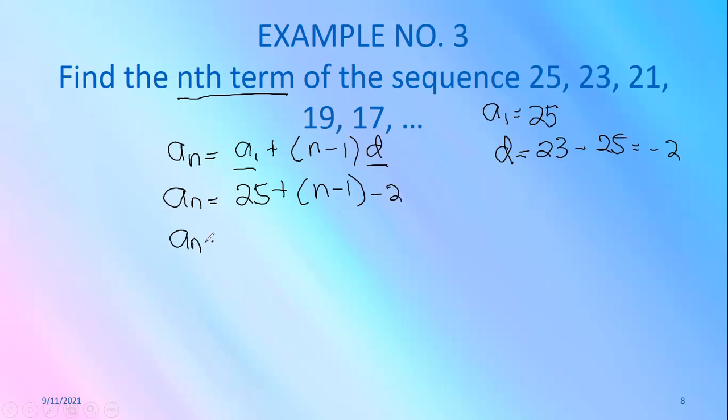Okay, so a sub n, we simplify, so this is 25. So negative 2, we distribute it to positive n. Negative 2 times positive n, that will be negative 2n. Next, negative 2 multiplied by negative 1, that's positive 2. Okay, so your nth term now, this will be 27 minus 2n.